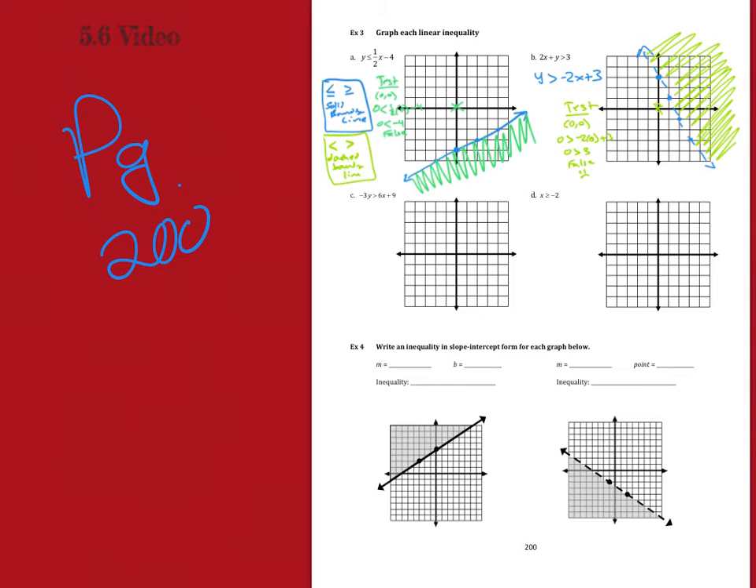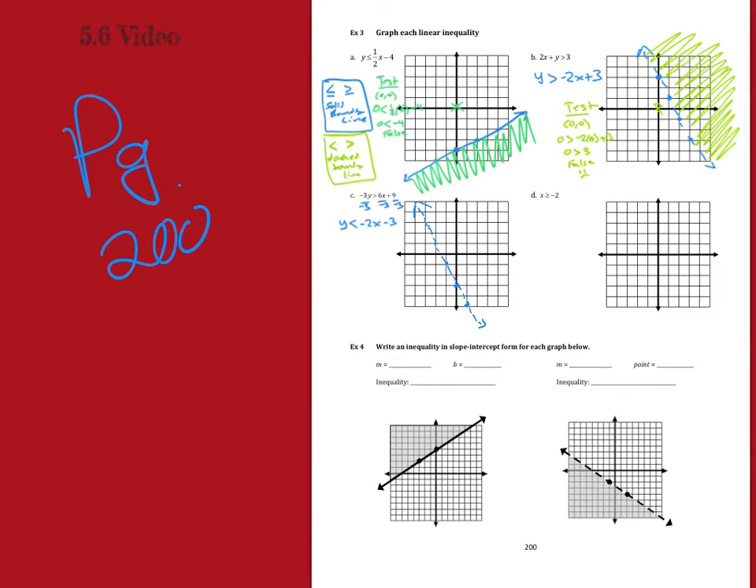All right, example C. In example C here, I have to again solve for y, and this time when I divide by negative 3, I have to remember back in chapter 2, gotta flip the sign. So we get y is less than negative 2x minus 3. Go ahead and graph it with a dashed line. Alright, with a slope of negative 2 and a y-intercept of negative 3. So we'll go down, the y-intercept is negative 3. Here's my slope of negative 2. And this will be a dashed line.